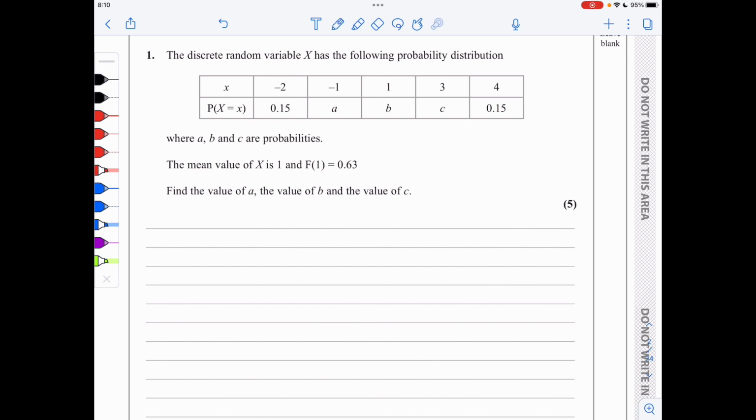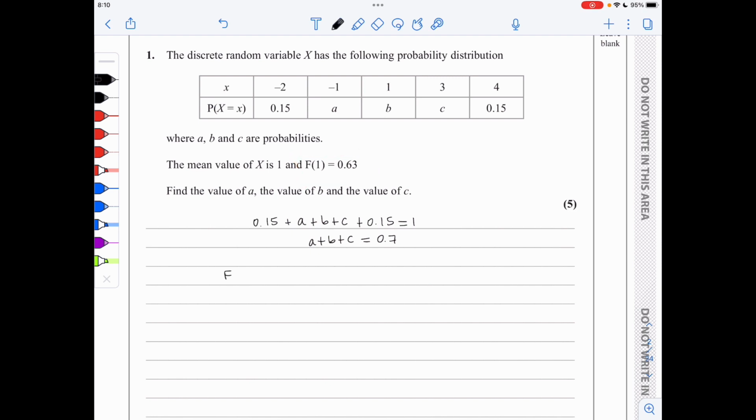We will start with the obvious that the sum of the probabilities must be 1, which leads to 0.15 plus a plus b plus c plus 0.15 is equal to 1, and therefore we have that a plus b plus c is 0.7. We then have that capital F of 1 is 0.63.